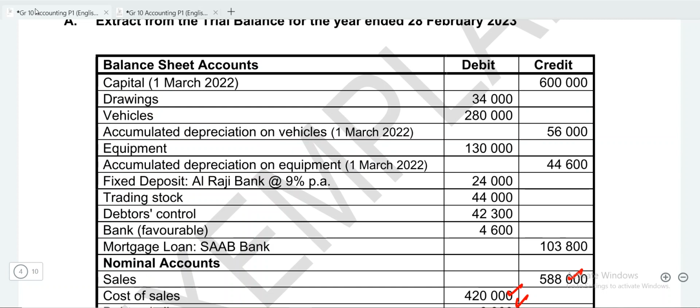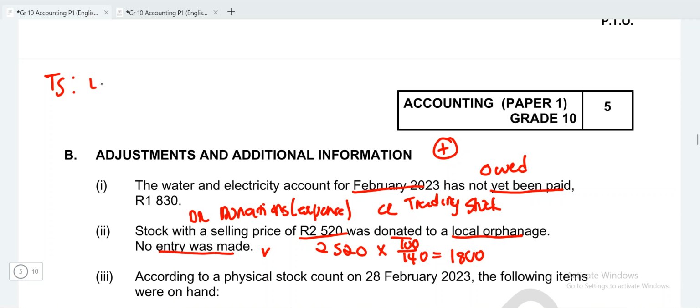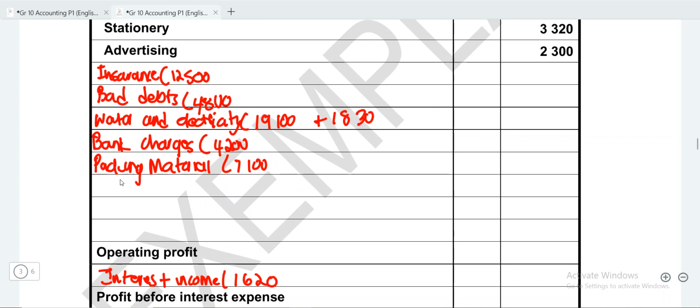So this 44,000 must be adjusted. So we're going to say that the 44,000 that we have recorded, we're going to say 44,000 minus 1,800, and then from there we are going to put donations as an expense under our operating expenses here. So we would have donations, you can just say 2,520 multiplied by 100 over 140, so that you can earn the part marks and your amount will be 1.8. Very important for you guys to make sure that you show your calculations. Okay, so we are done with that part.